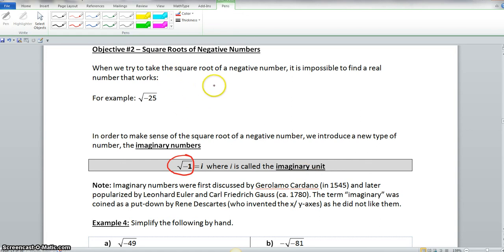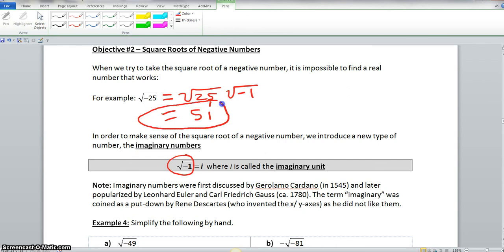Now, if your calculator is set to the real number system, if you put in the square root of negative 25, it's going to give you an error message. So this is what we need to do. We would take this, we would break this up. 25 is the perfect square, and we have times the square root of negative 1. The square root of 25, we know is 5. Now we just learned down here that the square root of negative 1 is i. So our final answer is 5 times i, because we're dealing with the imaginary unit.